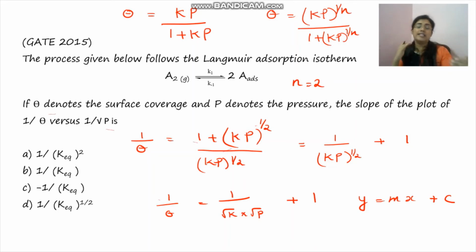From this, I just have to take the reciprocal of the normal Langmuir equation, and upon taking the reciprocal, I can find that my equation is in the form of y equal to mx plus c, where m or my slope is 1 by K raised to half or 1 by root K. So my option D is the right answer in this question. So is this clear? Let's move on to the next question.